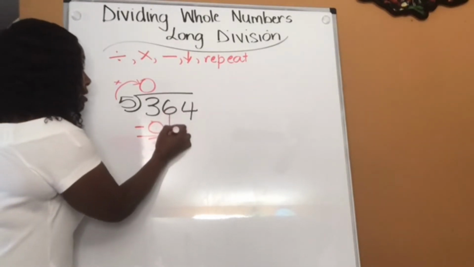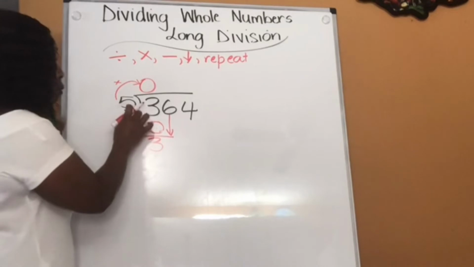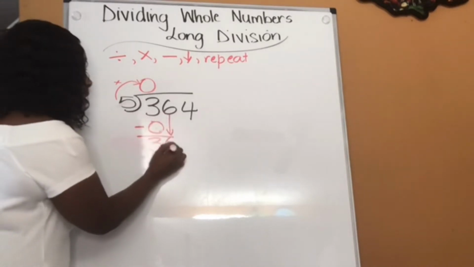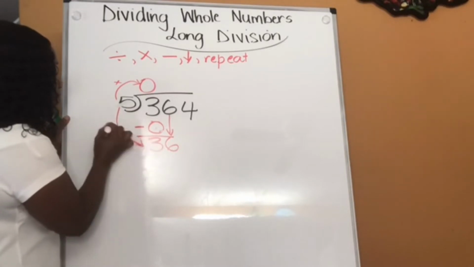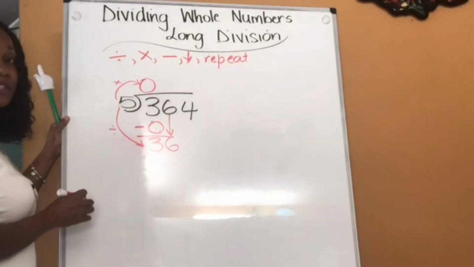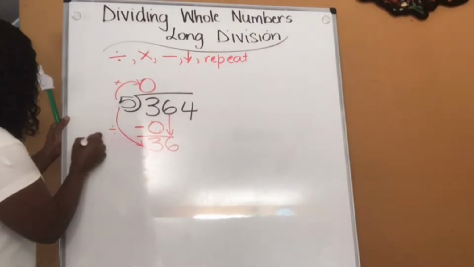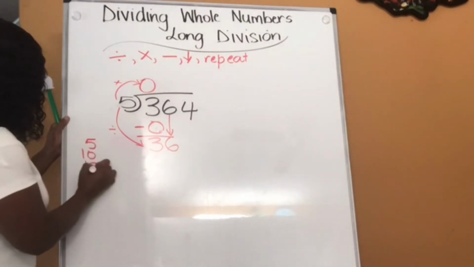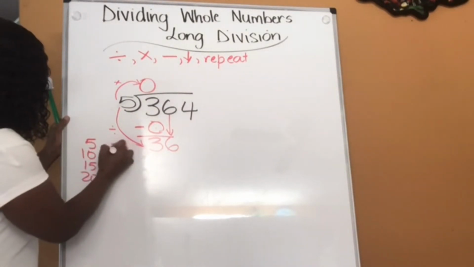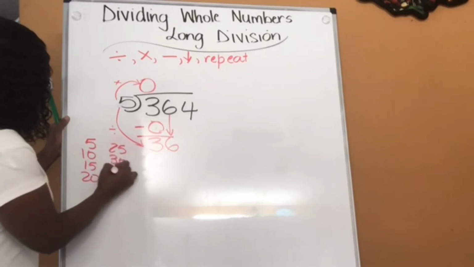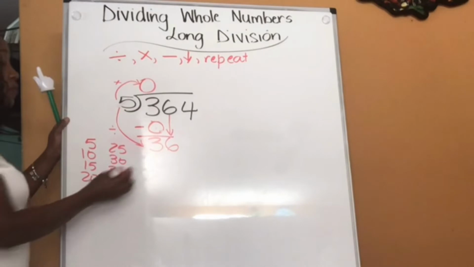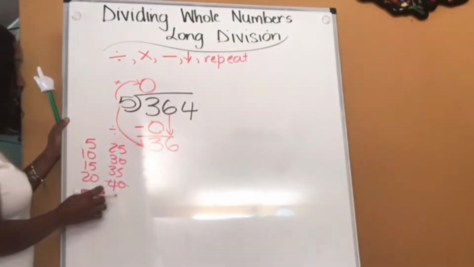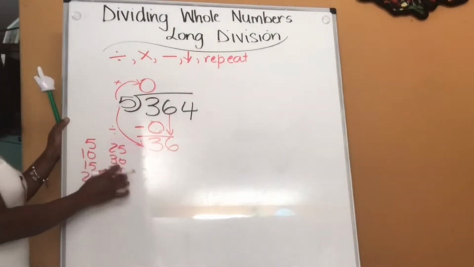So I'm bringing down the next digit after the one I just divided. So it's the 6. How many sets of 5 can I get from 36? Now I have to skip count by 5. So 5, 10, 15, 20, 25, 30, 35, 40. 40 tells me I've gone too far because I'm looking for 36. So I'm going to use 35.